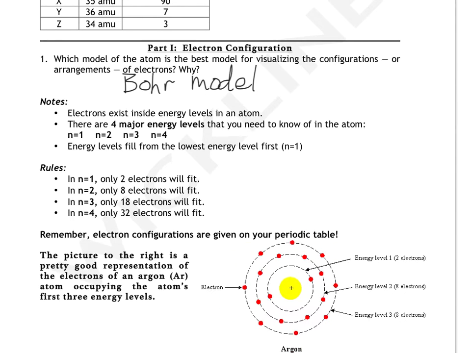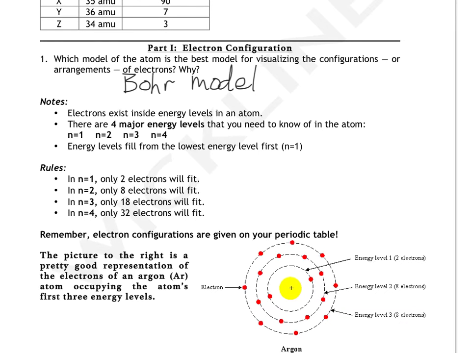And then another note that you need to know, that you have to have in your Cornell notes, is that energy levels fill from the lowest energy level first. So N1, this orbit, this energy level, is going to get the first electrons, and they'll fill from there. So after this one's full, then we'll fill the second orbit, and then once that's full, we'll fill the third. That's the basic process.